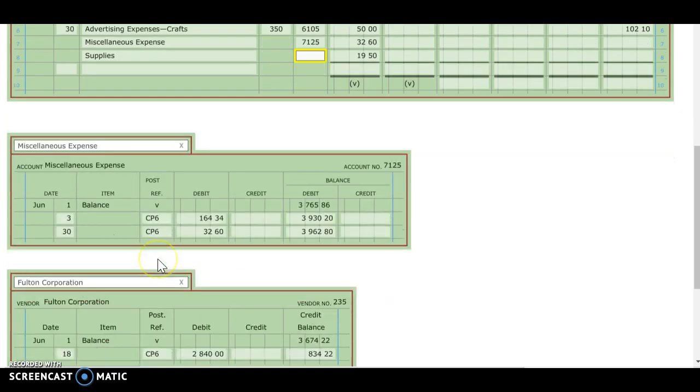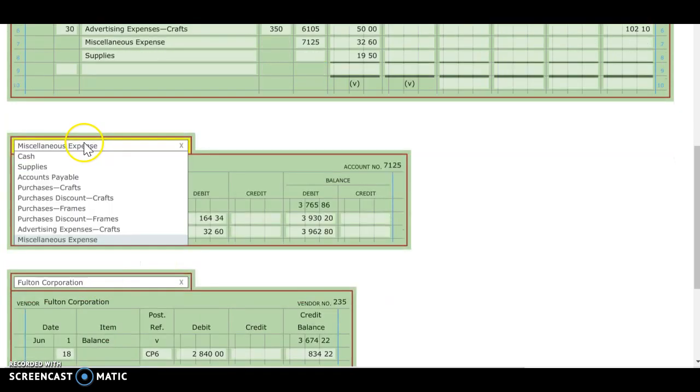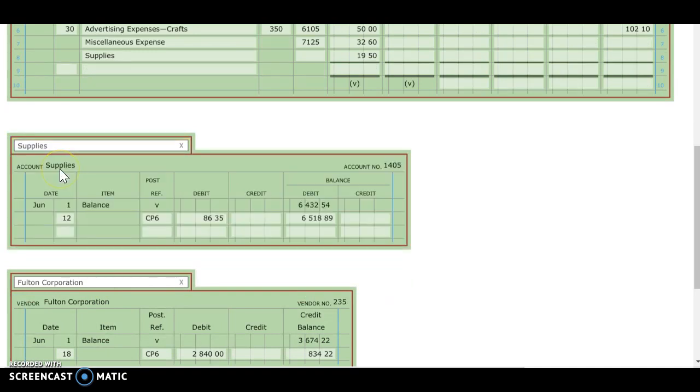And the last one individually is going to be to our supplies. The date is the 30th. CP6. Debit of $19.50. And our new supplies balance then is going to be $6,538.39. And account number 1405 goes back up.